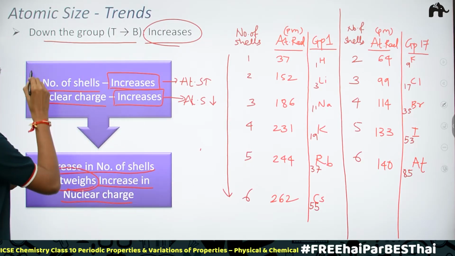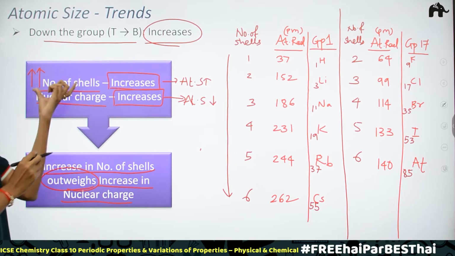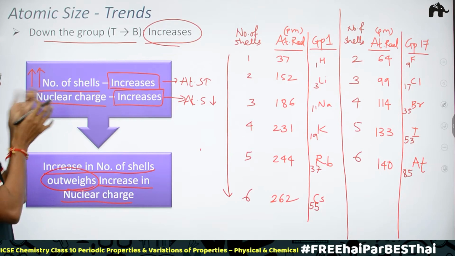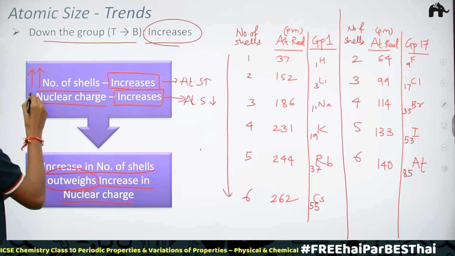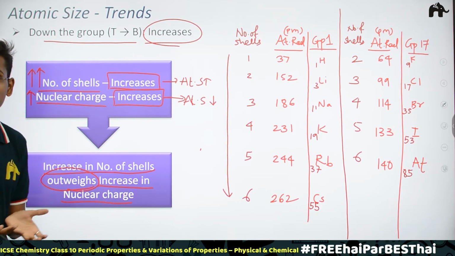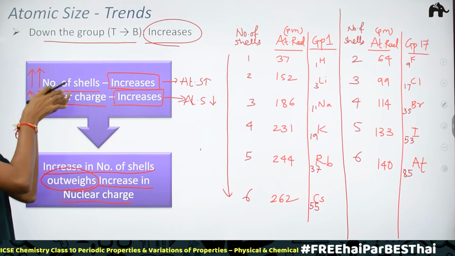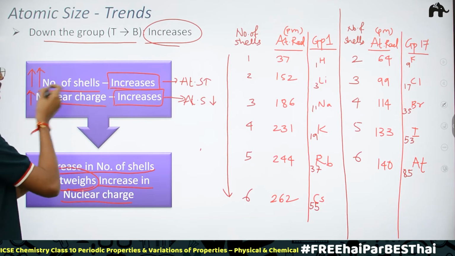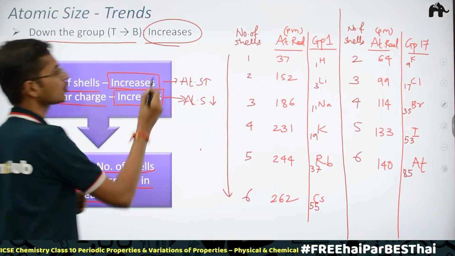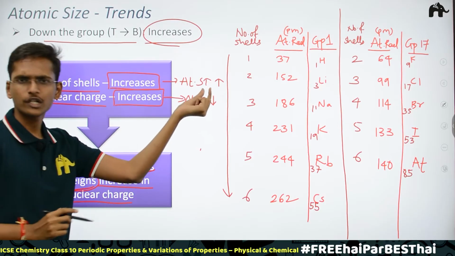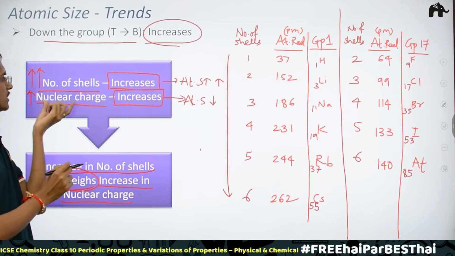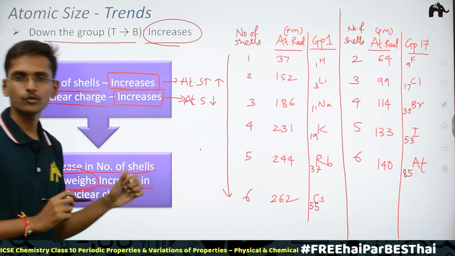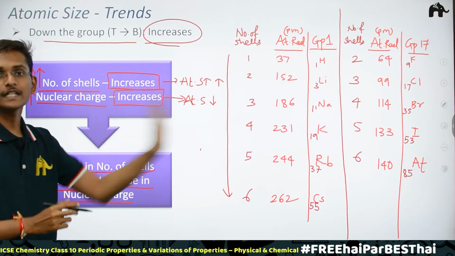It is outweighing the increase in the nuclear charge. Suppose the number of shells is increasing 2 arrows, let's understand with the help of arrows. Number of shells is increasing 2 arrows, nuclear charge is only increasing 1 arrow. So here the number of shells is increasing more than the nuclear charge. If the number of shells is increasing 2 arrows, the atomic size would also increase, showing a 2 arrow. Now if nuclear charge is increasing 1 arrow, the atomic size is decreasing, and we are showing this by 1 arrow. Correspondingly we are showing the effect.